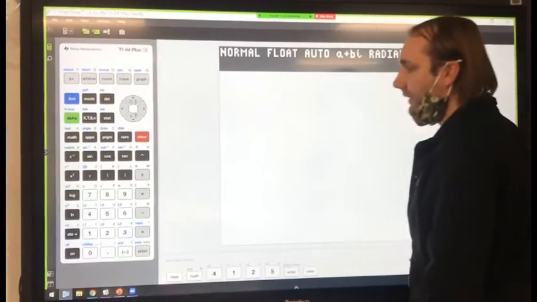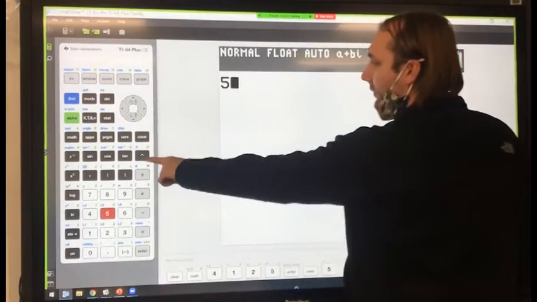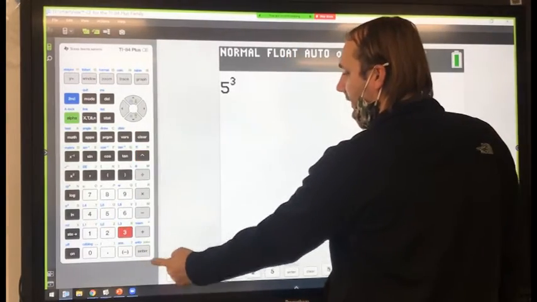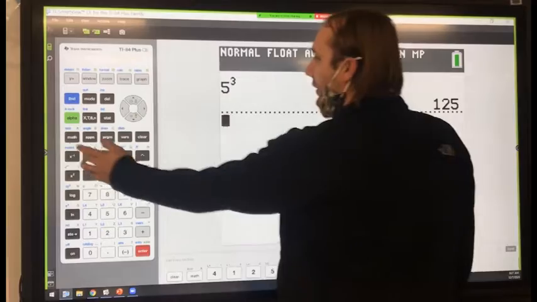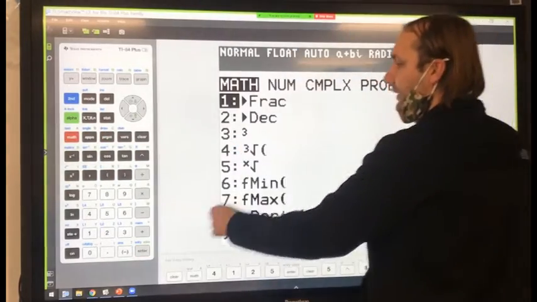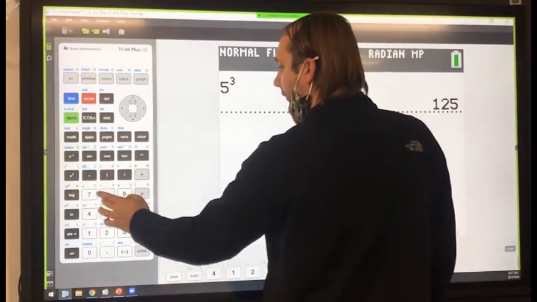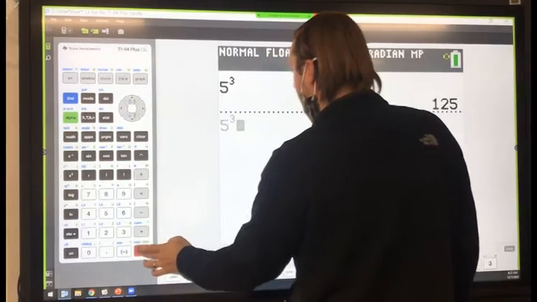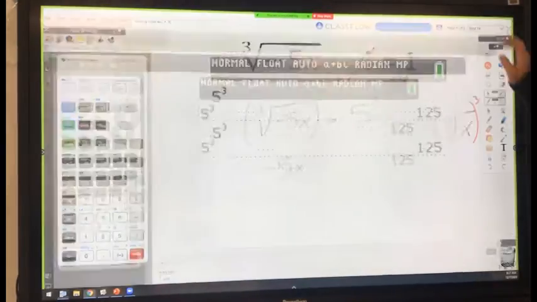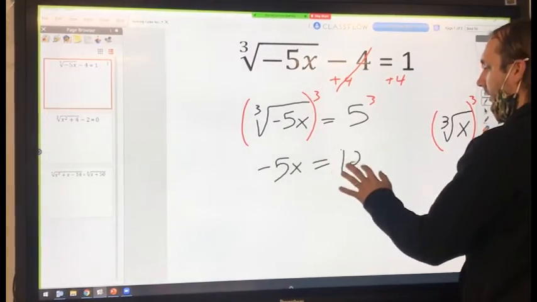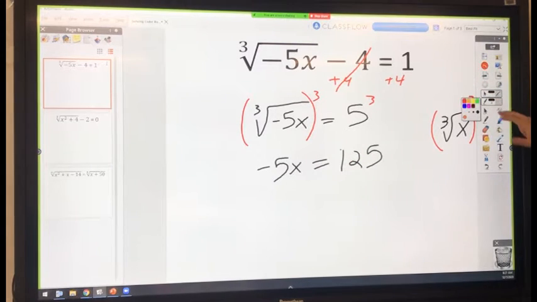So if you go to your calculator, you can use the caret to do a cube. Or you can go to math and you actually have cube root here. So 5, math, 3, cube root's 5. And yes, that is 125. Now it's a linear equation to solve.